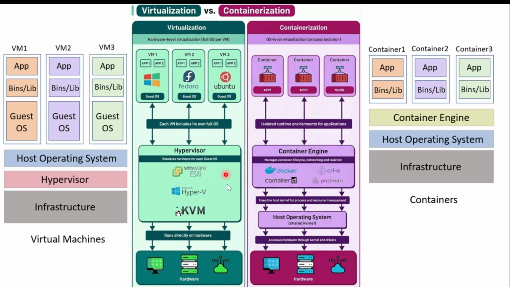These are the common examples: Kernel Virtual Machine, Hyper-V, VMware vSphere. These are the top three that were used. On the container engine side, we have Docker, Podman, CRI-O, containerd, and so on. LXC is also one. These are the products used for containerization enablement. And we have only one host operating system sharing the kernel for all the different containerized applications.